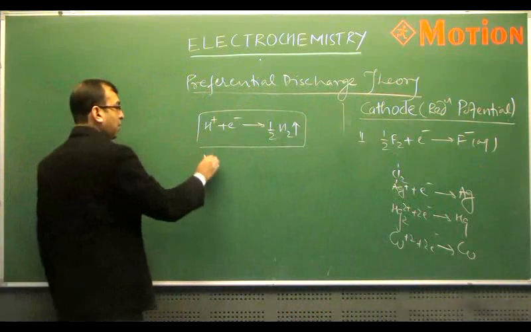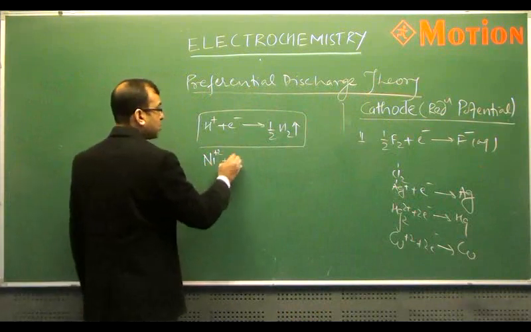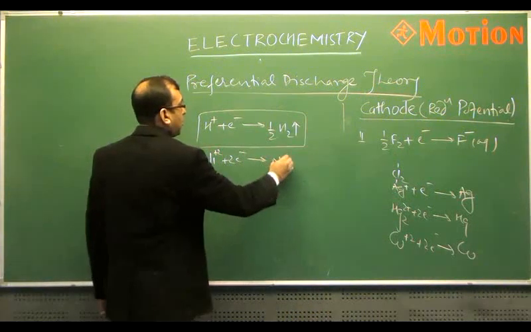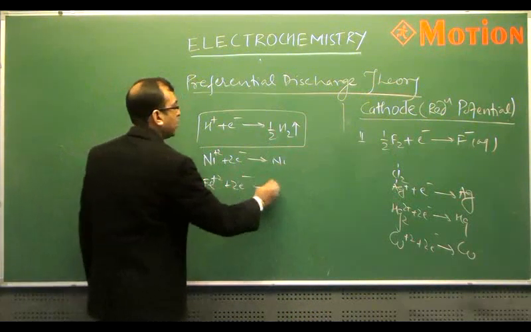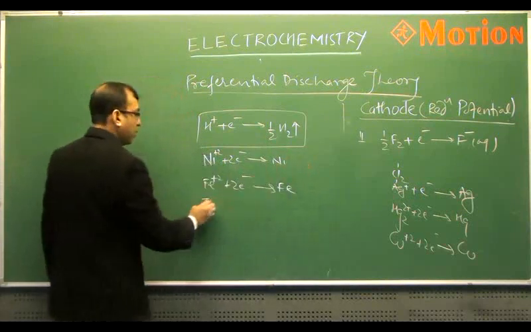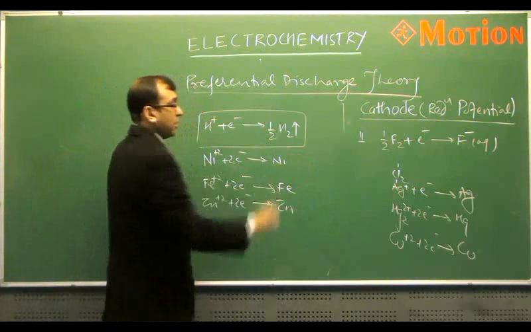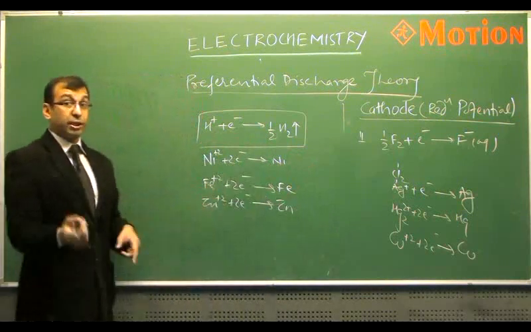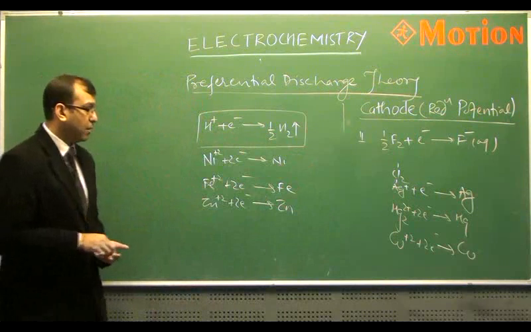Then we have nickel 2+ plus 2 electrons giving nickel. We have iron 2+ plus 2 electrons giving iron. We have zinc 2+ plus 2 electrons giving zinc. Is the trend reverse of what we have studied for the anode? Well, yes, it has certainly reversed.